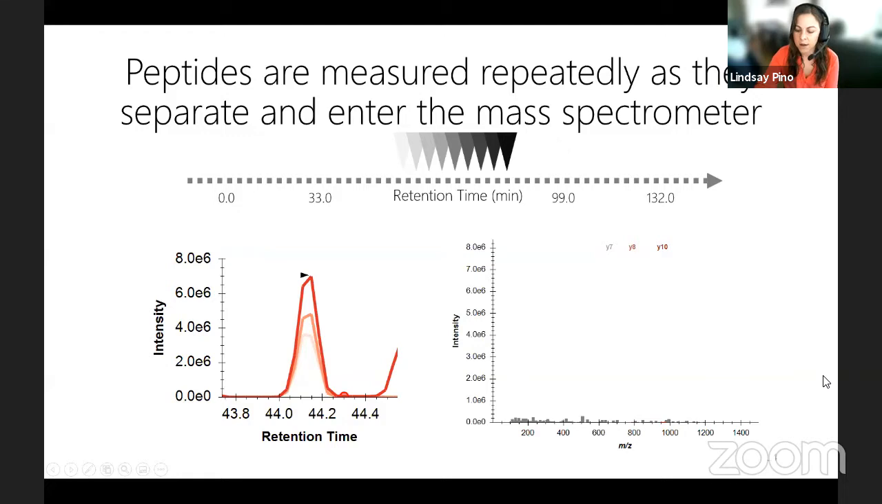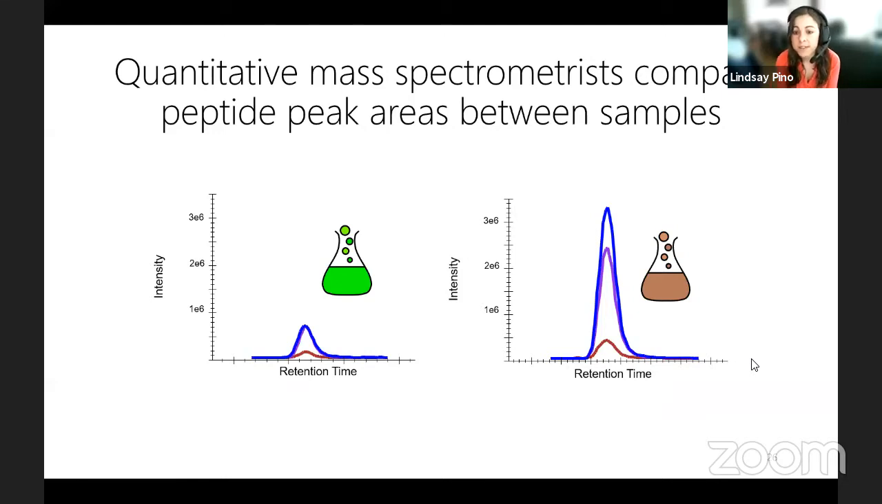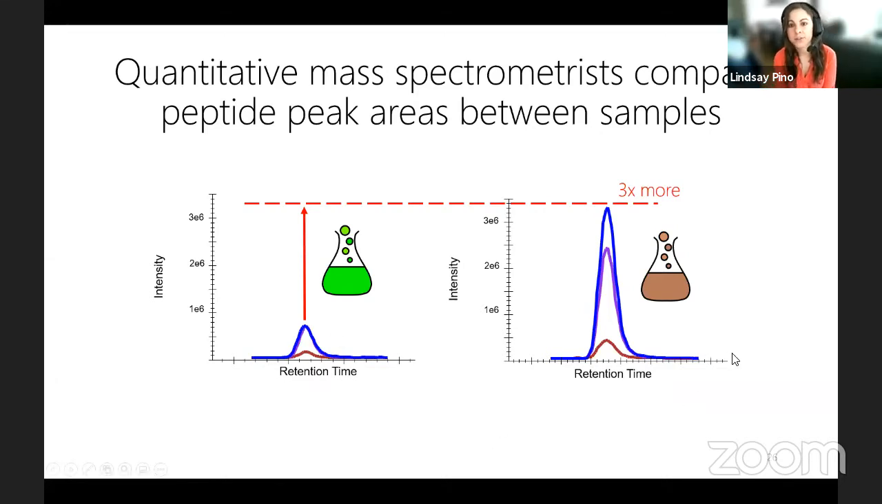So we've stacked all of these spectra into a chromatogram. The chromatogram is what we use in quantitative mass spectrometry to measure whether one peptide in one sample is more or less abundant than a peptide in a different sample. So we use these chromatograms as the quantitative measure of how much precursor, and therefore we assume how much peptide, and therefore we assume how much protein was in the original sample.